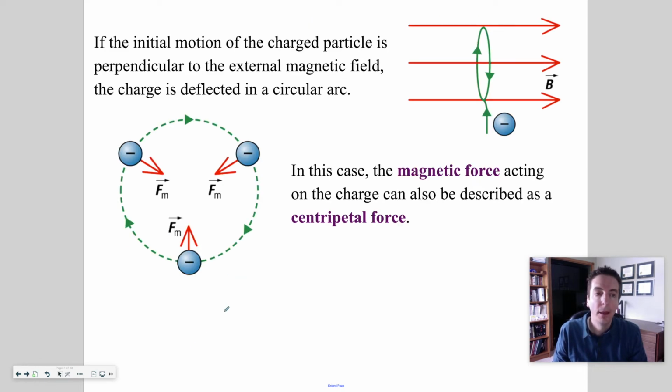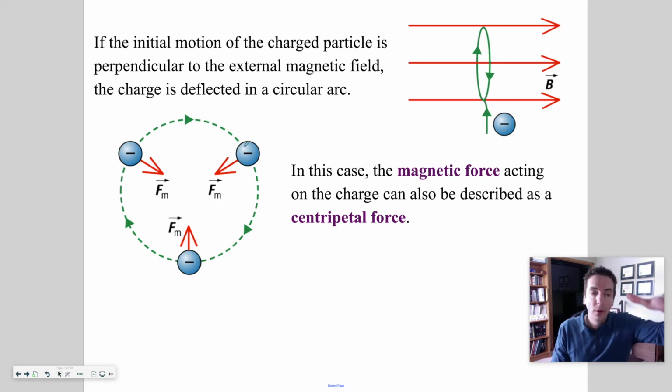So we've seen an example of this type of motion back in Physics 20. If the initial motion of the charged particle is perpendicular to the magnetic field, then you get the charge being deflected in a circle. In this case, the magnetic force acting on the charge can also be described as a centripetal force.